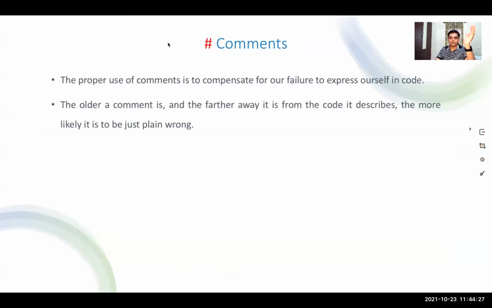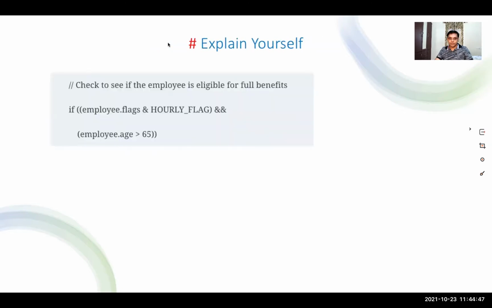Proper use of comments is okay, I am fine with that. But generally, comments do not make up for bad code. So you may be commenting for bad code, I don't know, but mostly explain yourself in code. Here is one other example: the code is employee flag and hourly flag and employee age equal to 65. I don't know what it is doing, so I put a comment like that: check to see if the employee is eligible for full benefits.